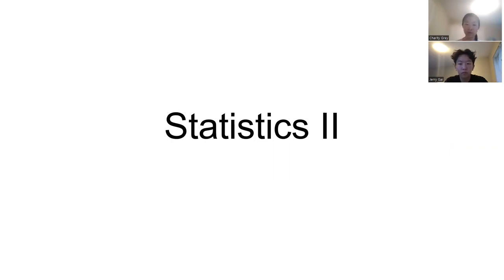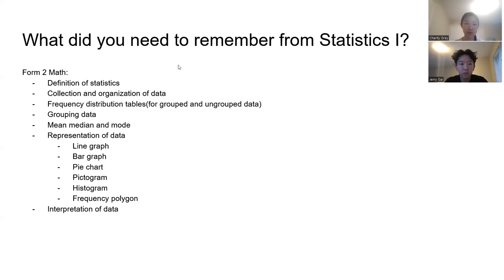So in Form 2, you learned a lot of statistics, and now in Form 4, we go back to the Form 2 statistics and build on it. So this is what you learned in Form 2 statistics. You have so many things here. Don't worry. We're going to go through all of them.